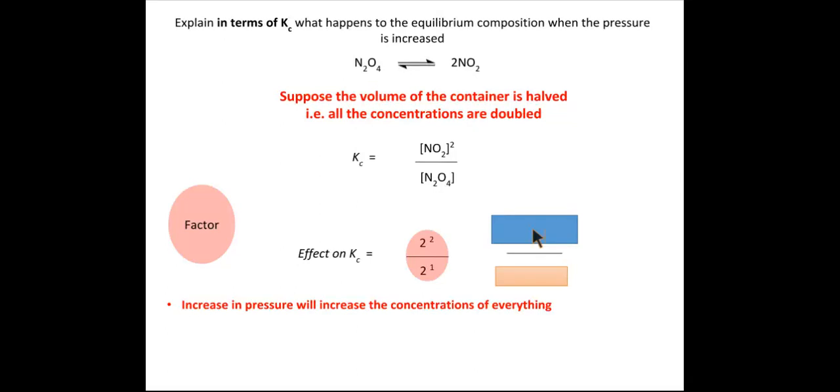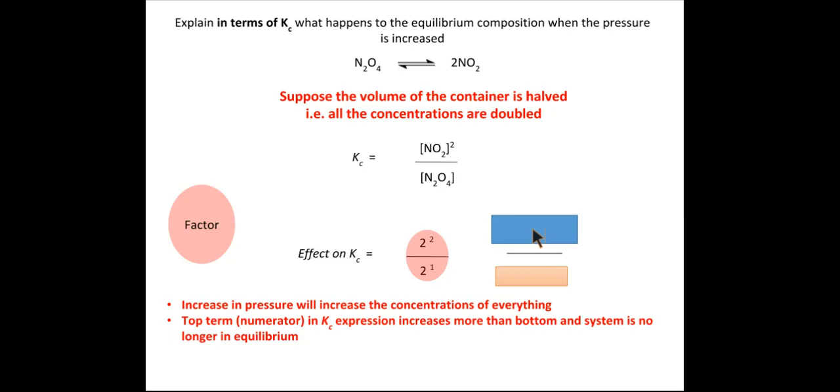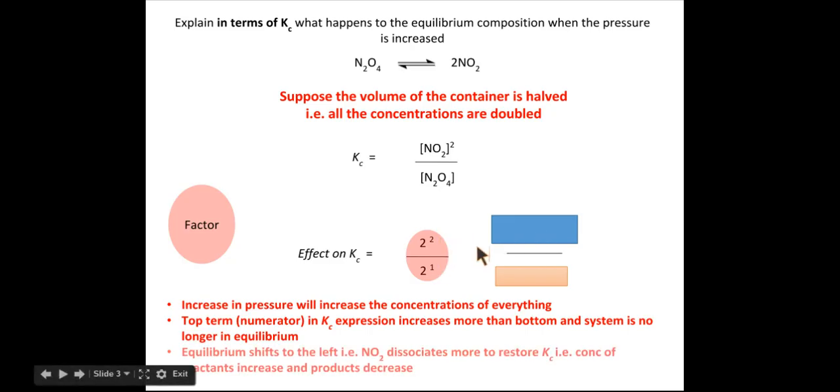The pressure increase will increase the concentrations of everything. The top term in the Kc expression increases more than the bottom term. The system is no longer in equilibrium. Remember, that's because of the powers. So the equilibrium shifts to the left, i.e. the NO2 will dissociate more to restore Kc. In other words, the concentration of the reactants will increase and the product will decrease. So that's the exact same answer we gave in the previous scenario.